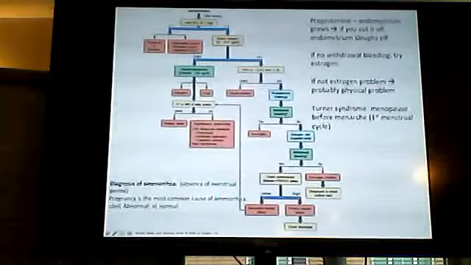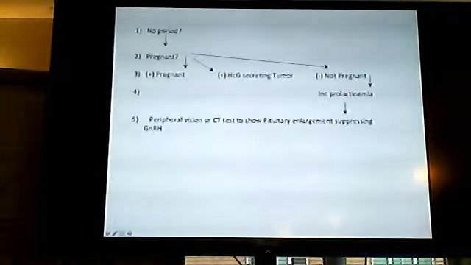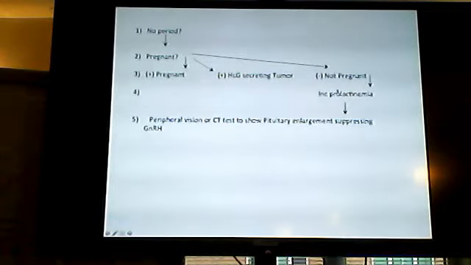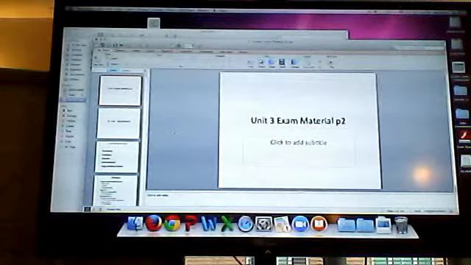And then lastly, you've got diagnosis of amenorrhea. So if there's no period, are you pregnant? Is there an HCG secreting tumor? If you're not pregnant, then it could be prolactin or a tumor stimulating there.